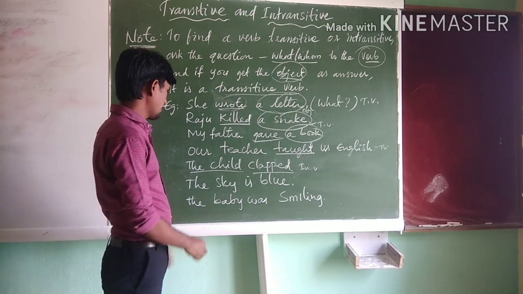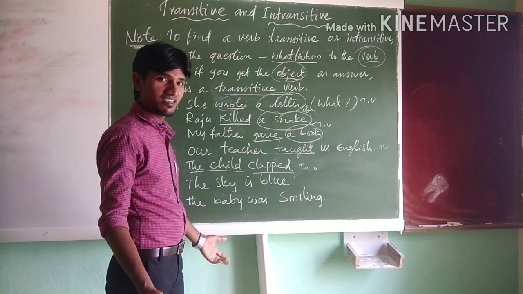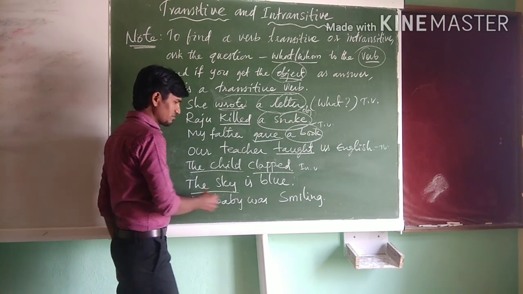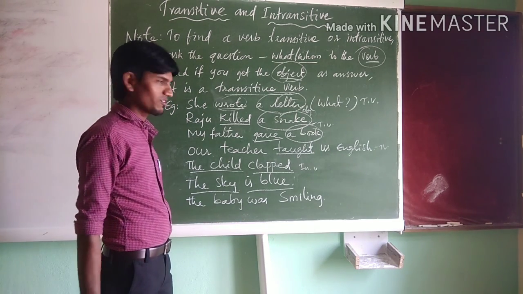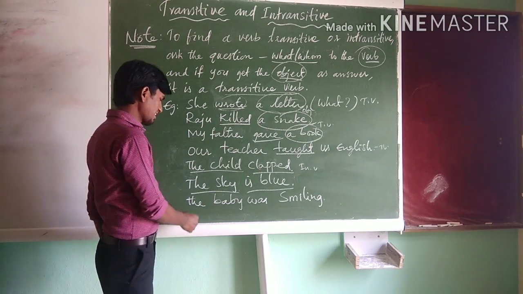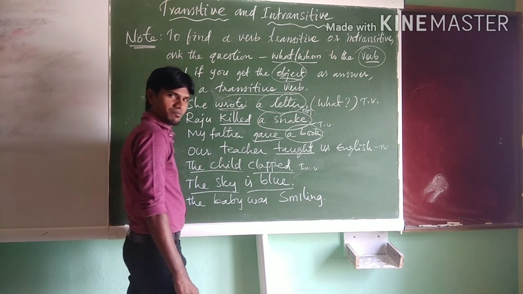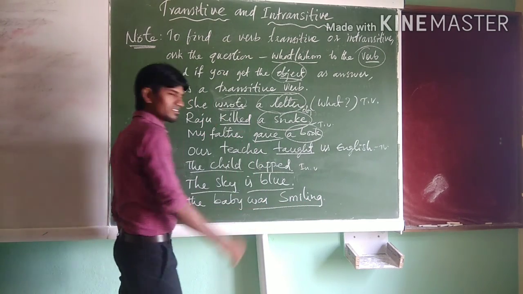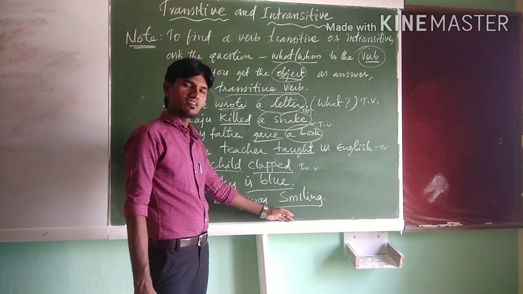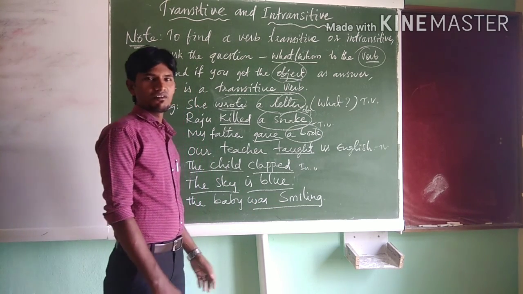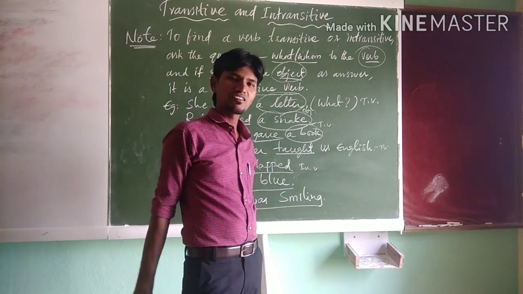Intransitive verb. Next example, the sky is blue. How is the sky? Is blue. The sky is the subject, is blue is the verb. So it is also intransitive. Next example, the baby was smiling. What was the baby doing? Was smiling. So the baby is the subject, was smiling is a verb. It doesn't need a word or a group of words to complete its meaning.